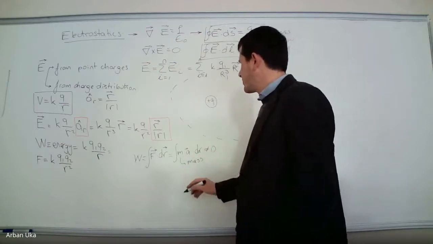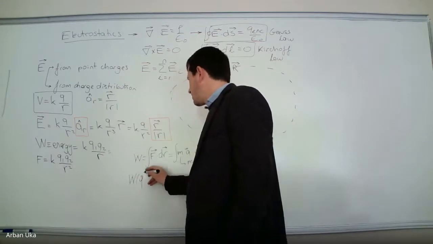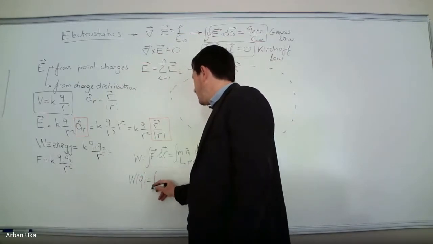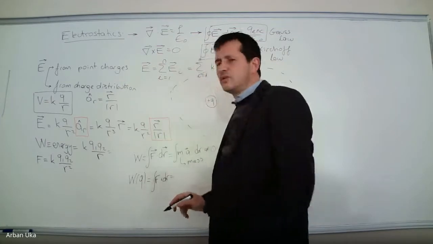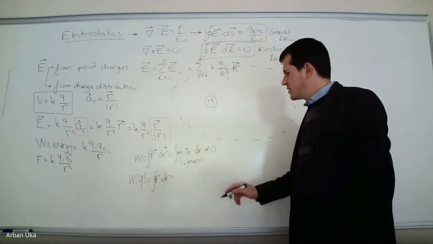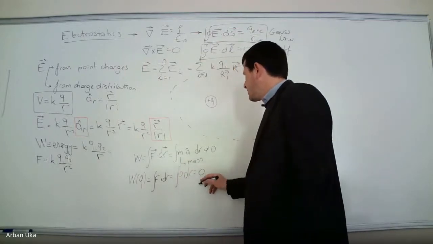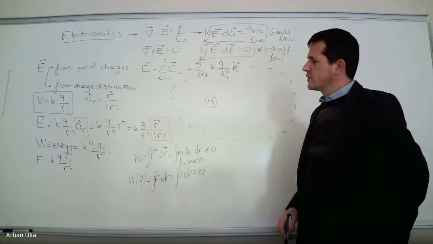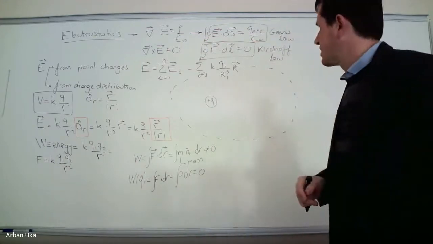Probably this is different from 0, but the work, because of the charge Q, will be equal to the force times dr, and since we do not have a second charge, the force is 0, so this will be something times 0 dr, and this is equal to 0. Because in order for the electrostatic force to exist, we need two objects, we need two charges.